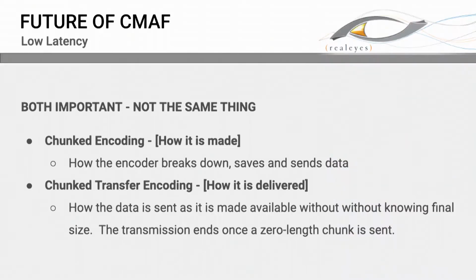Now, to combat that, we can do 2 things. We can do chunked encoding or chunked transfer encoding. So chunked encoding is how it's going to be made. Chunked transferring is how it's delivered. So how the encoder breaks down and saves the data is chunked encoding, and then chunked transfer, how the data is sent and made available without knowing a final size.